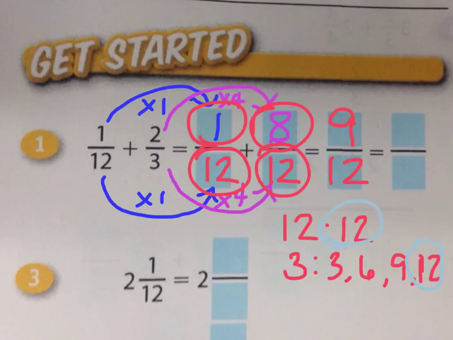Your answer should be 9 over 12, but then you can reduce that by dividing the top and bottom by 3. They're multiples of 3. Nine divided by 3 gives you 3. 12 divided by 3 gives you 4. So your final answer would be 3/4.